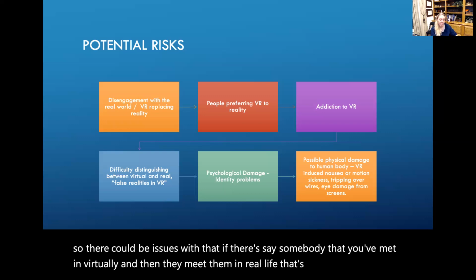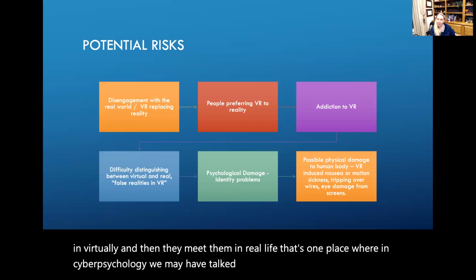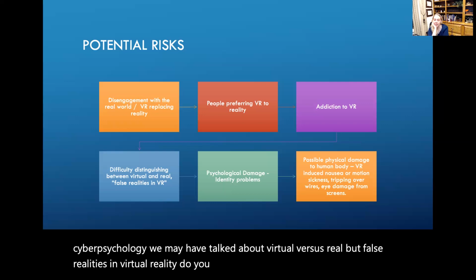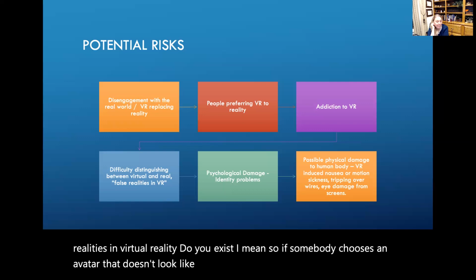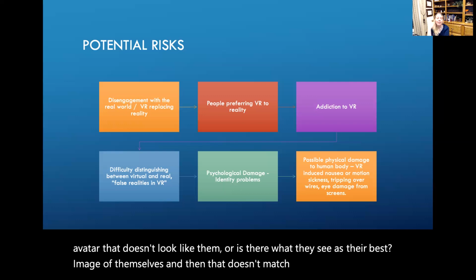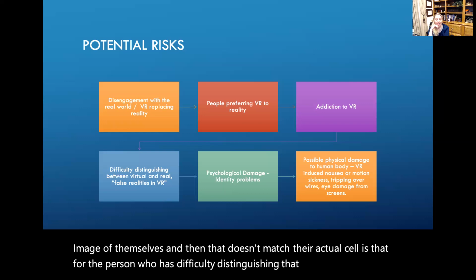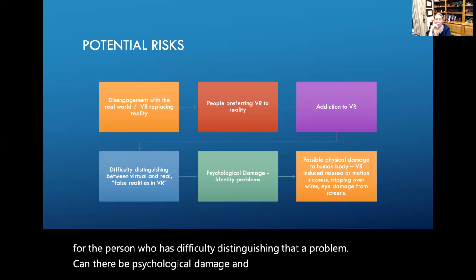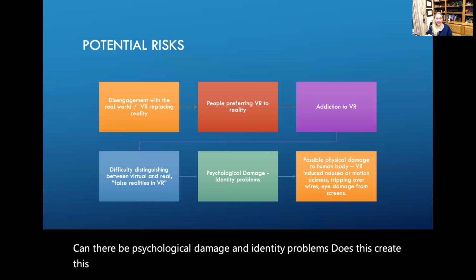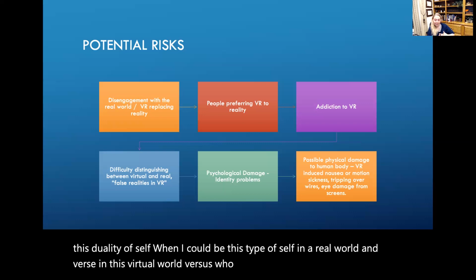That's one place where in cyber psychology, we may have talked about virtual versus real, but false realities in virtual reality do exist. I mean, if somebody chooses an avatar that doesn't look like them, or is what they see as their best image of themselves, and then that doesn't match their actual self, is that, for the person who has difficulty distinguishing, a problem? Can there be psychological damage and identity problems? Does this create this duality of self, where I can be this type of self in this virtual world, versus who I am in the real world?